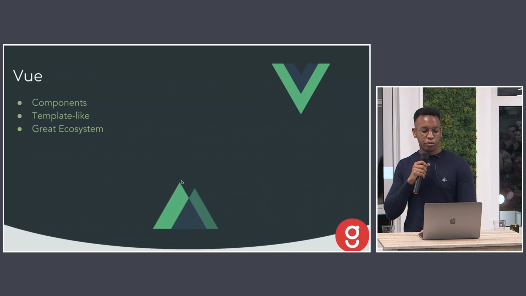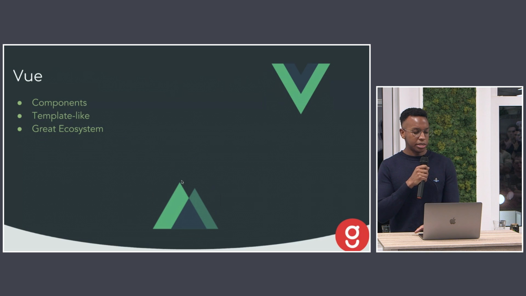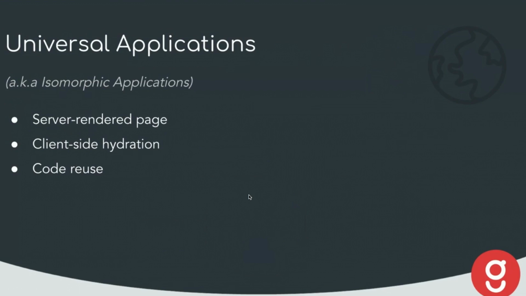So now that we've kind of decided that Vue is the way to go, I'll just go into how that led me through to choosing Nuxt. So universal applications, Matt's already gone through it, but we also know them as isomorphic applications. Essentially what it means is you're getting a server rendered page, the client side is going to hydrate that page with the library, and there's some form of code reuse between the two. And that was what I was going for with this application.